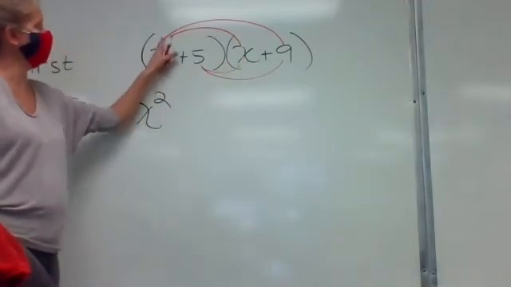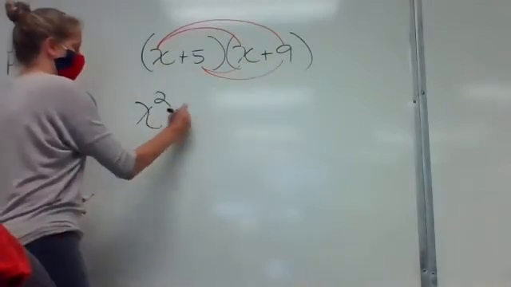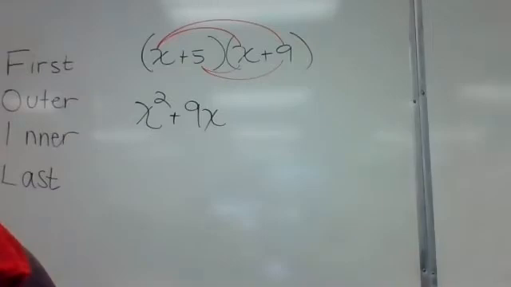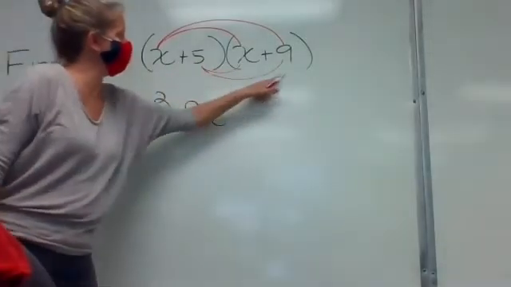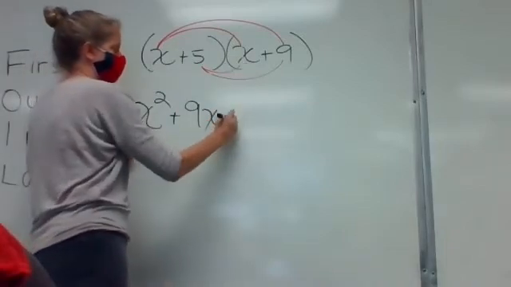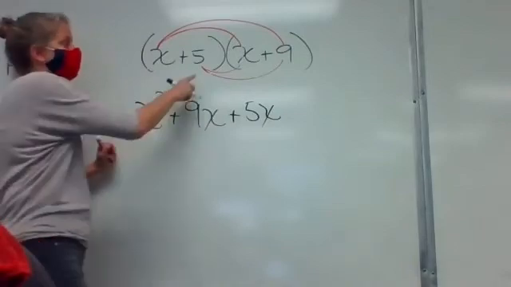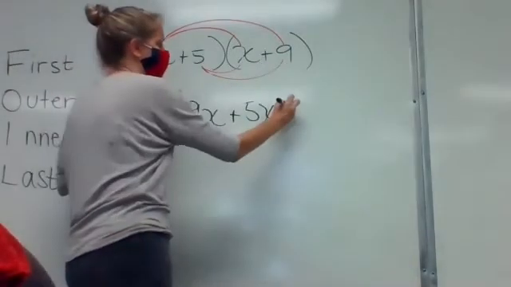Then where does the x go? What is x times positive 9? 9x. So I'm done with the x. Now I'll go to the 5 and distribute it to both of these. So what's 5 times x? 5x. So plus 5x. And then the last, 5 times positive 9, which is positive 45.